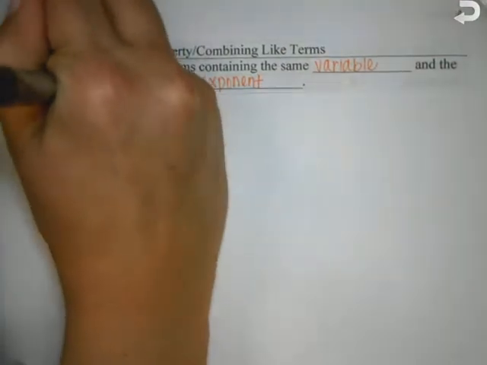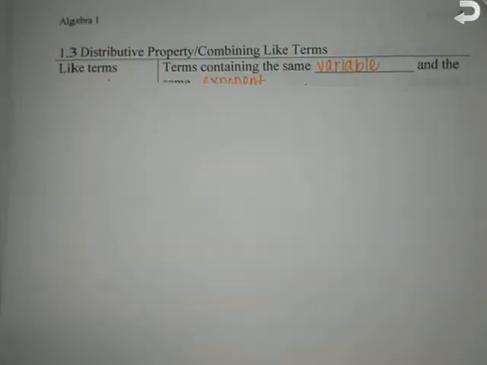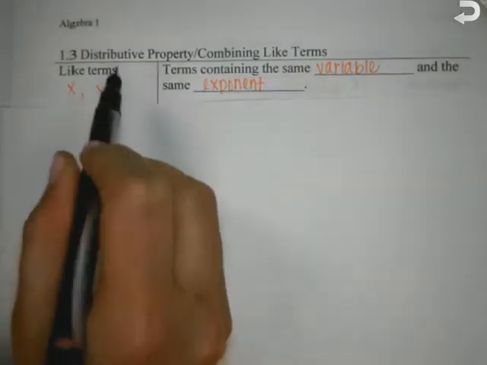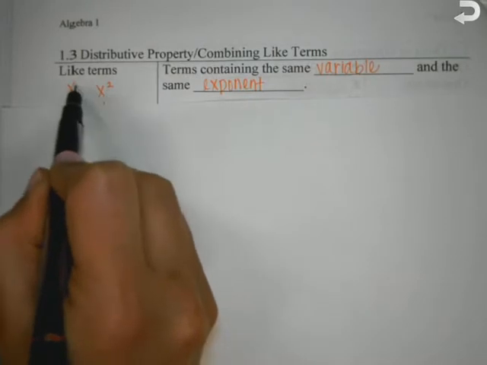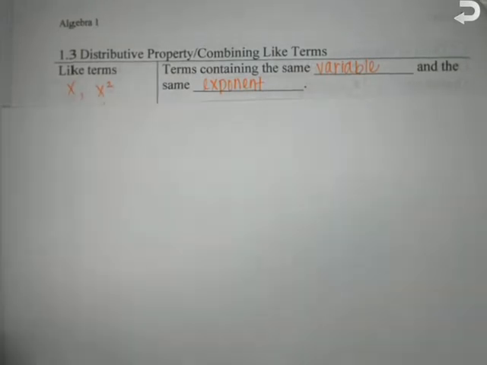So, if I give you two terms that look like this, x and x squared, are these like terms? No, they're not. Even though they have the same variable x, what's different about them? The exponents are different. This guy doesn't have an exponent. This guy has an exponent of 2. Okay, so they have to have the same variable and the same exponent. Both of those things have to be true.